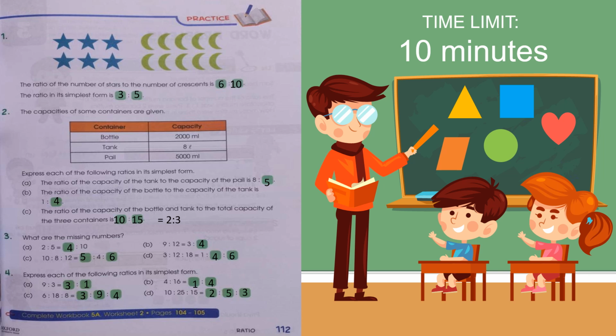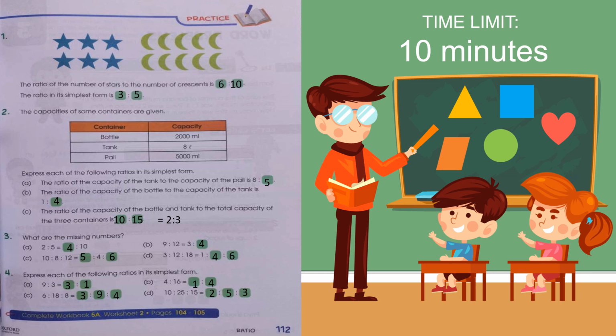Now we have the last question, which is question number 4, and in this question we have to express the ratios in simplest form. In part A, we have 9:3, and we know that the common factor here is 3. So when we divide 9 by 3, we have 3, and 3 by 3 is 1. So 3:1 is the ratio in its simplest form for part A.